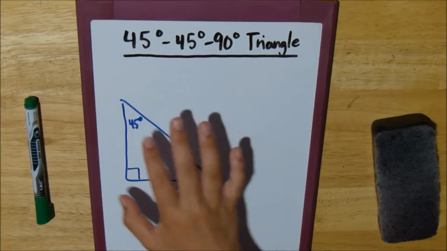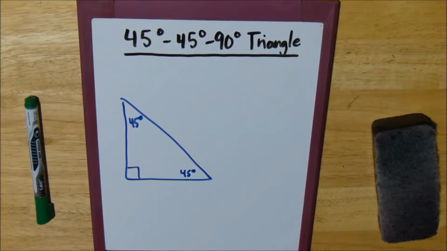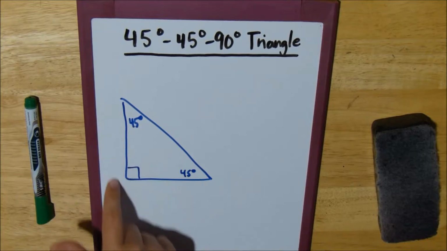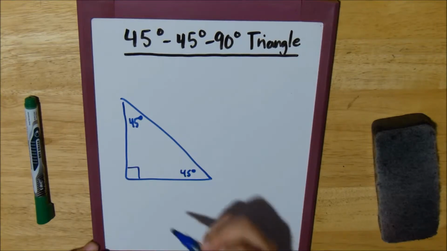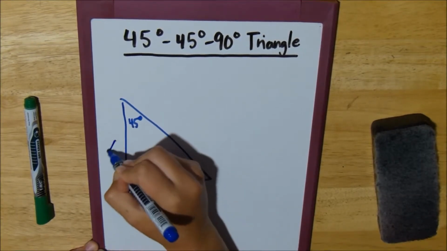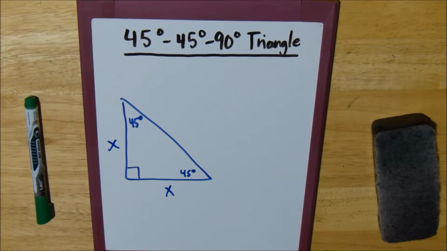So we know that this triangle is isosceles. How do we know that? Well, the side length across from 45 degrees must be the same length as the side length across from this 45, right? That's like a common triangle rule. So let's just call this side length x and this side length also x because they're equal.